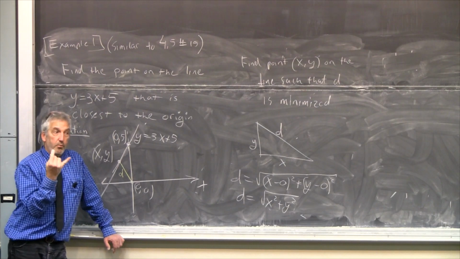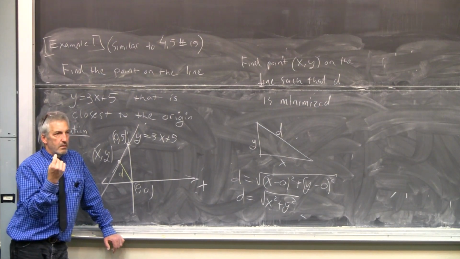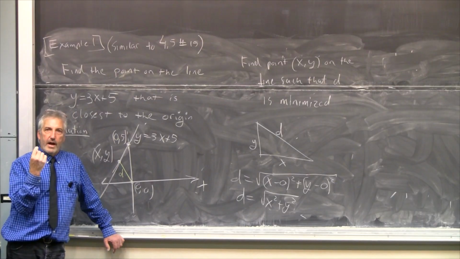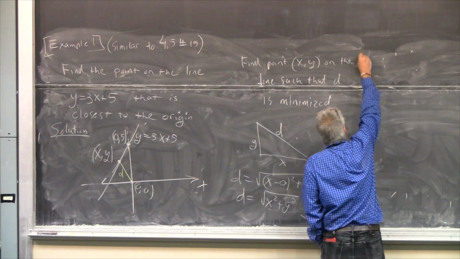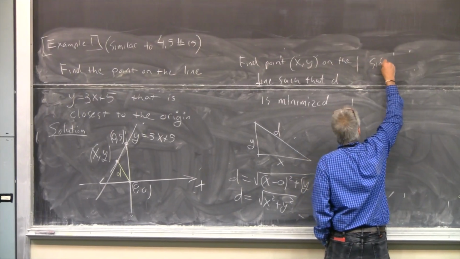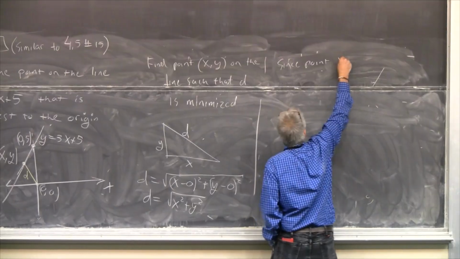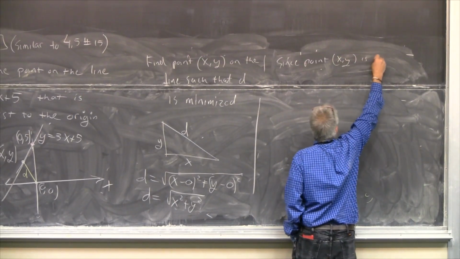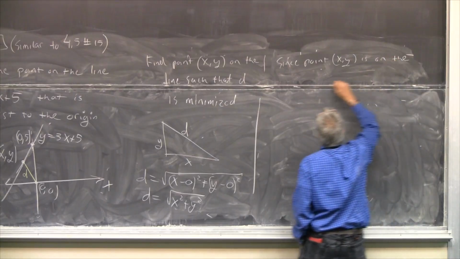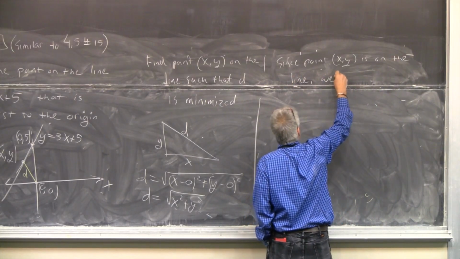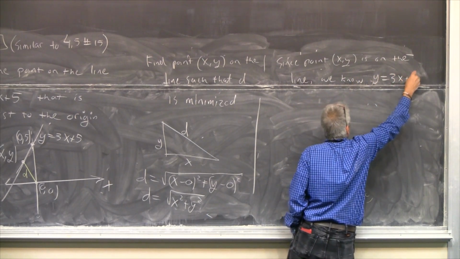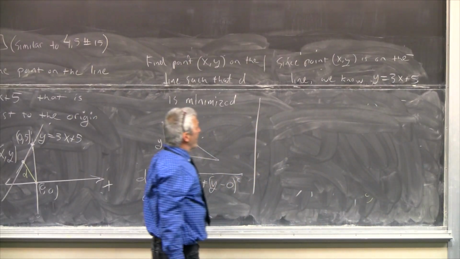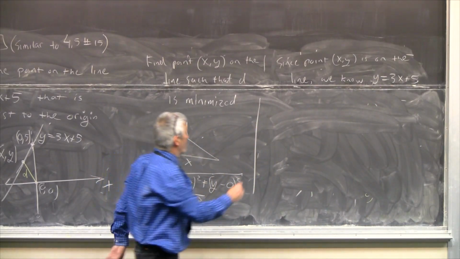So how do we ensure that the point is on the line? What equation do all the points on the line have to obey? To obey y equals 3x plus 5. Right, so we must have that point on the line. Since that point is on the line, we know that y equals 3x plus 5. So let's put that into this formula.